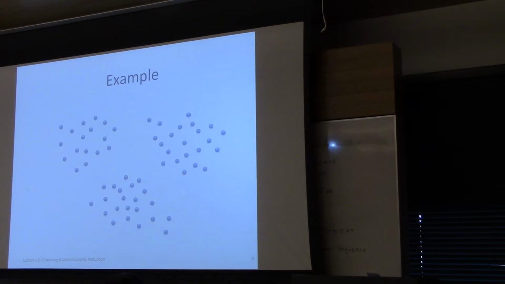So here's just a very simple example. It's a very toy example. Can anyone tell me how many clusters are in this example? Great, 3 clusters. All right, I color-coded them for your benefit.